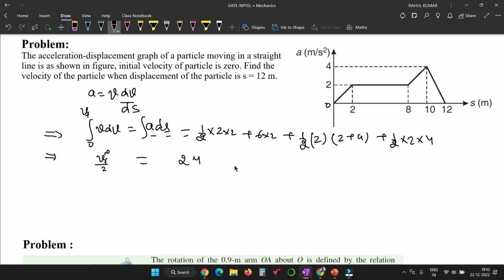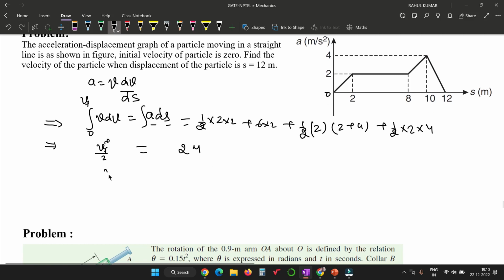This is 24, right? Yes, sir. So Vf square equal to 48, and you will get Vf equal to plus minus 4 root 3 meter per second.